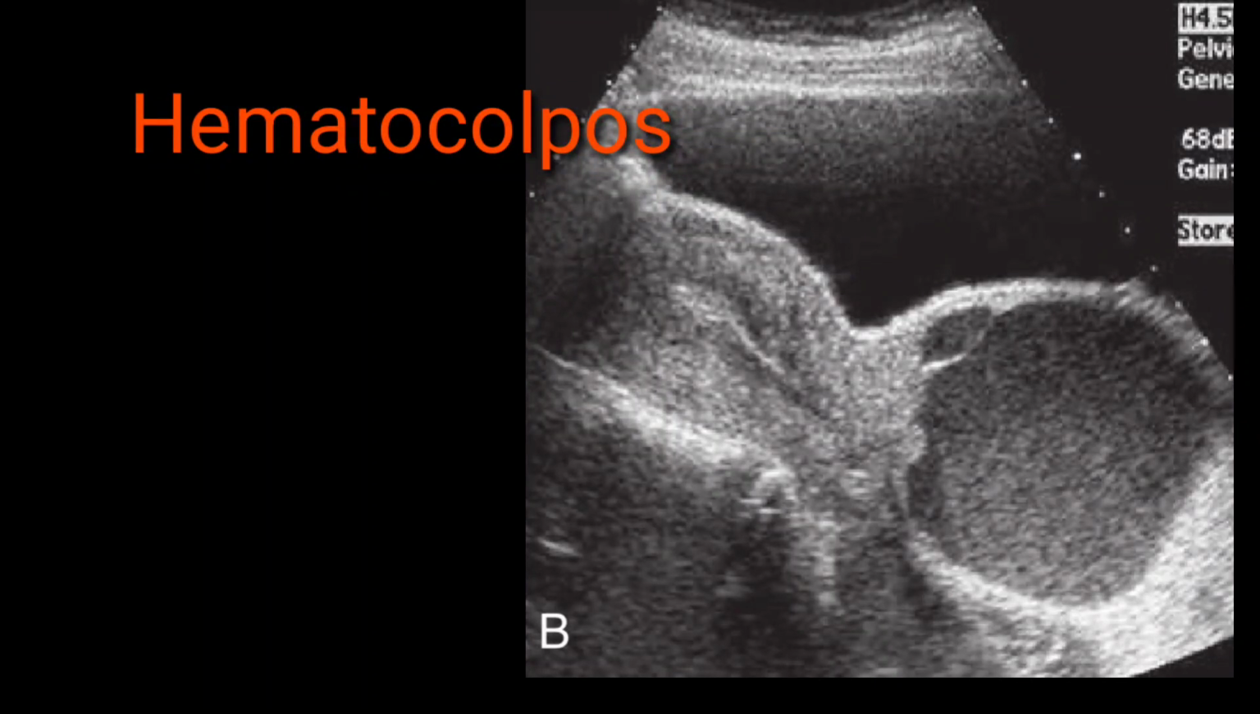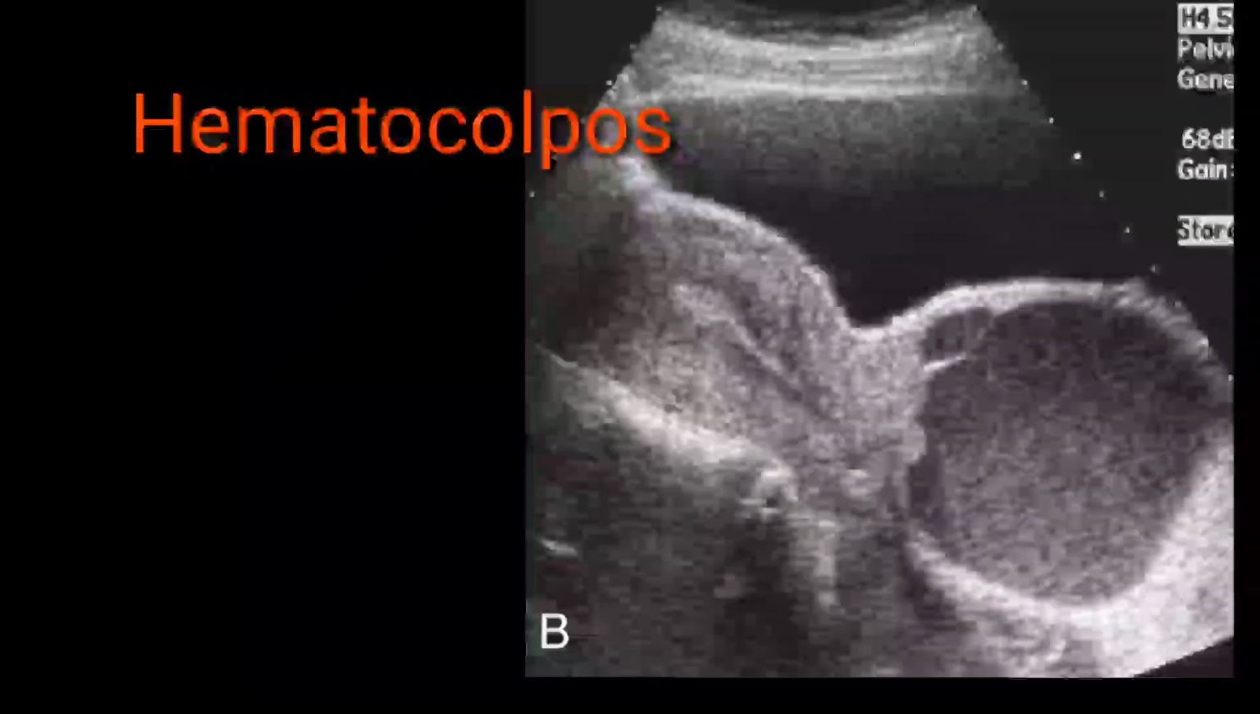It is better to give the volume. So the volume is maybe 10 ml or 20 ml or whatever the volume is. Mention the volume on the report, and in the conclusion mention that the ultrasound features are suggestive of haematocolpos. And in the differential, you are well aware that because of any obstruction, especially an imperforate hymen, this haematocolpos may occur in young females.